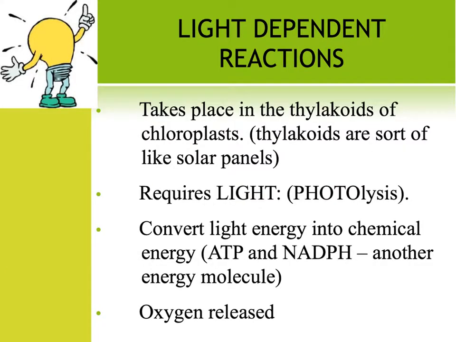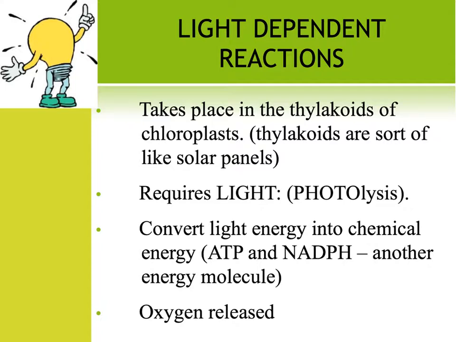So the light-dependent reaction is what's going to happen in the thylakoid. The thylakoid, again, acts as a solar panel. It's going to harvest the light energy coming from the sun, and it's going to use that energy to split apart a water molecule. That's why it's called photolysis. So it's going to convert light energy into chemical energy.